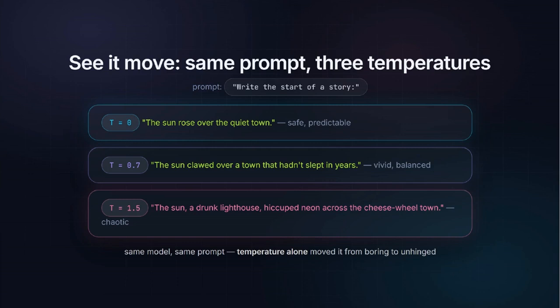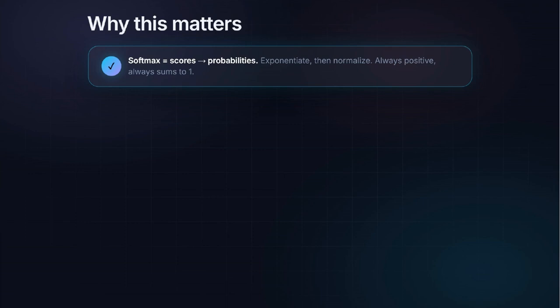And every one of those words came from a softmax distribution. Even that very first "the" was a pick from something like the 58%, a 21, it 9, dawn 4. Temperature decided how boldly it chose. Same model, same prompt, same weights. Temperature alone walked it from boring to unhinged.